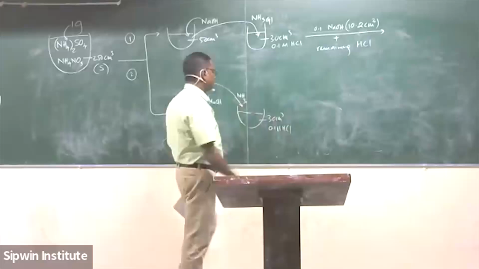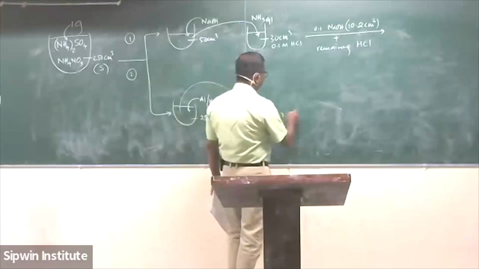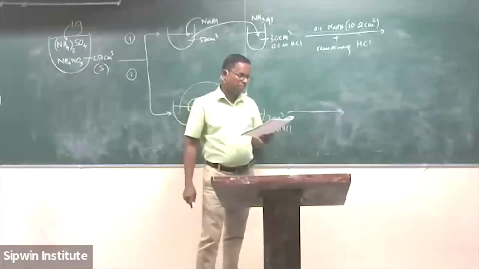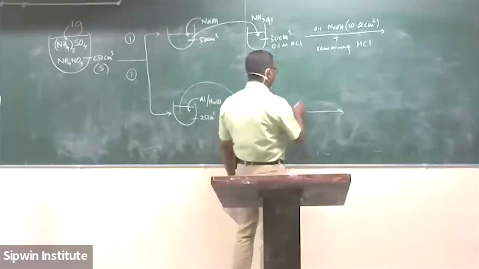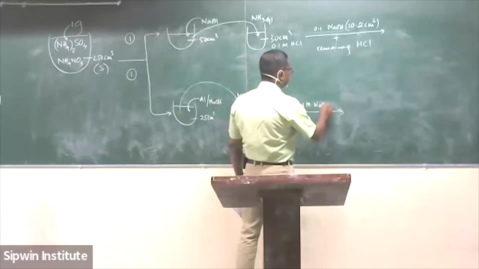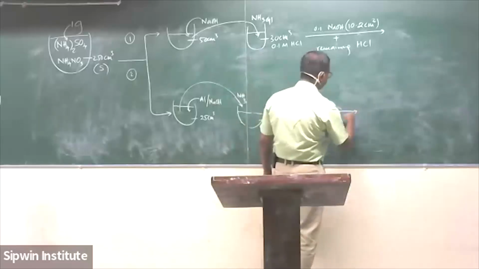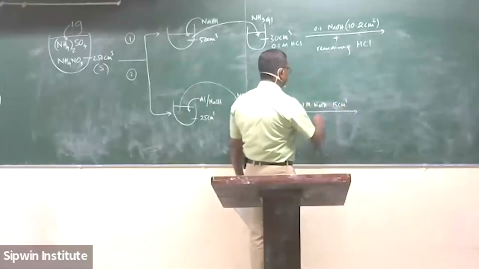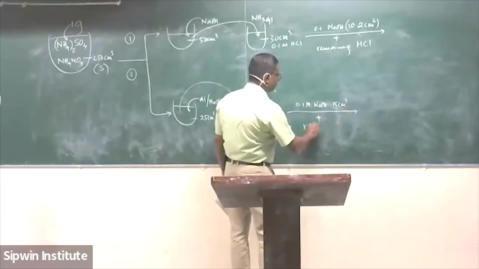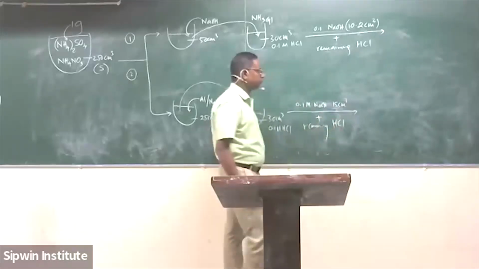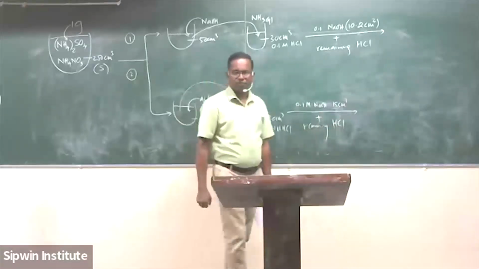Ammonia. Then the remaining HCl is titrated again with the sodium hydroxide, again it is given 0.1 M sodium hydroxide, 15 cubic centimeters with the remaining HCl. Right?